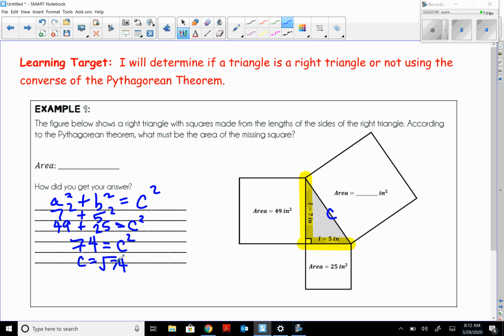Let's just leave it as the square root of 74, because if you look back at the actual question, the question is asking us to find the area of the missing square. They're not asking us to find c. So actually, we don't really even need to know what c is. We already know the area. We just figured it out using the Pythagorean theorem. We know that this number squared is going to be 74. So that means the area is 74 square inches.